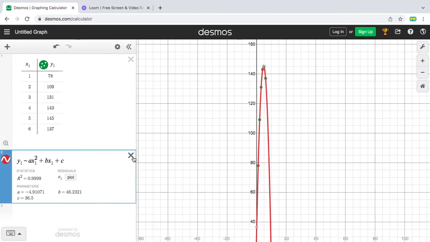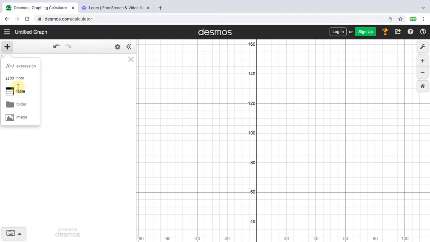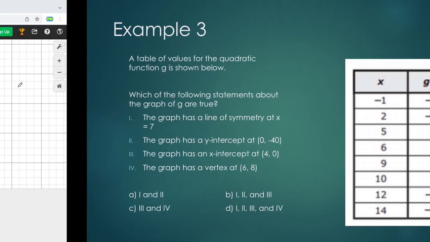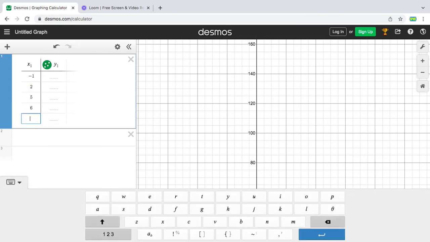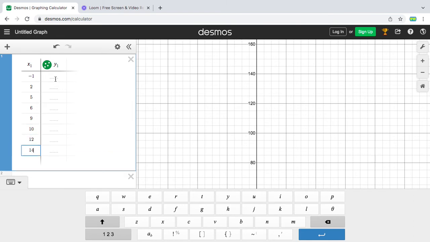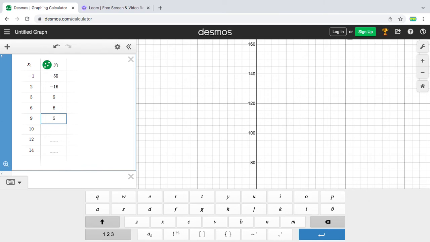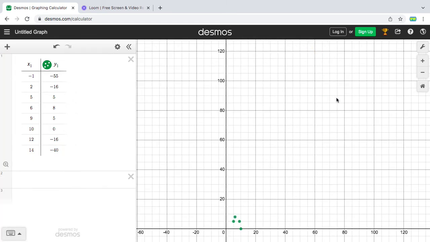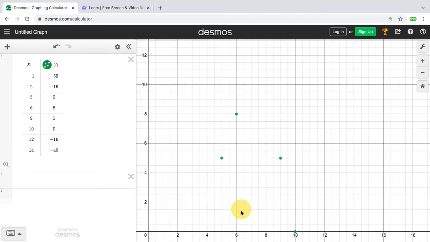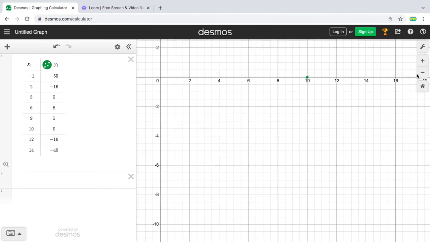So I'm going to cancel all this out, add a table, negative 1, 2, 5, 6, 9. And I'm using my keyboard, guys, so that's why you don't see me clicking anything. It's just faster for me to do on the keyboard. Negative 55, negative 16, 5, 8, 5. And guys, yeah, we really do have to learn how to utilize Desmos, not rely on Desmos, but how to utilize it best, especially when we're looking for graph features. So here are some points.